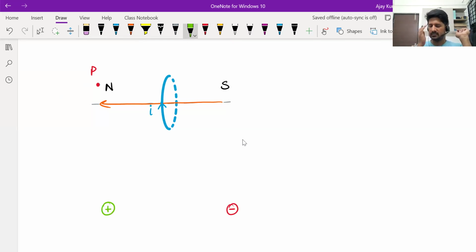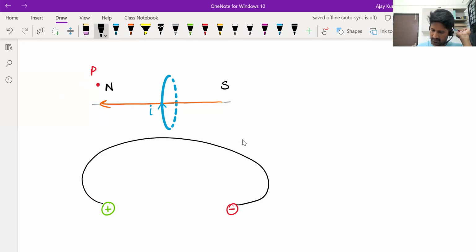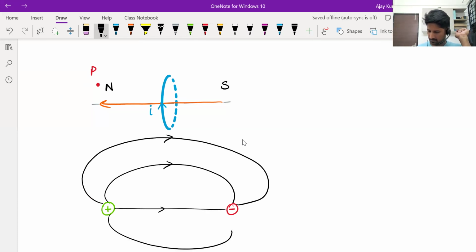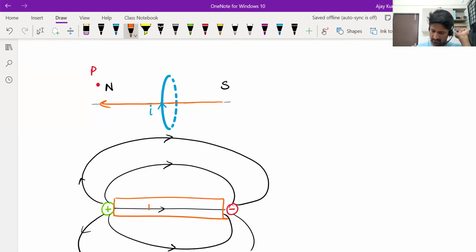I hope you know the field lines between a positive and a negative charge. They originate from positive and terminate at negative like this. This is the field pattern, right? Same thing happens with magnets also, but inside the magnet it's different. You can imagine there's a magnet here in this part. So this region is inside the magnet. Inside the behavior in case of a magnet will be different.